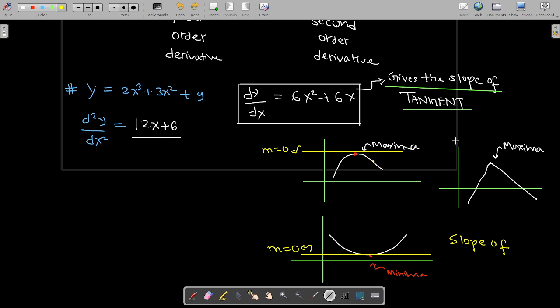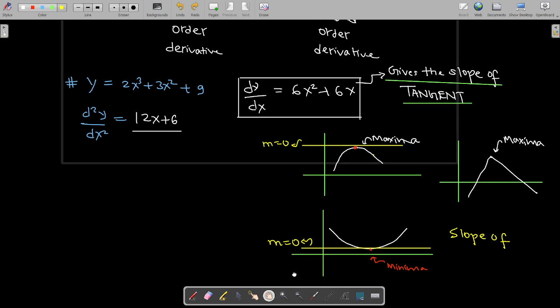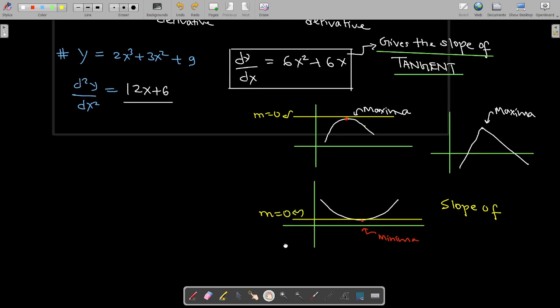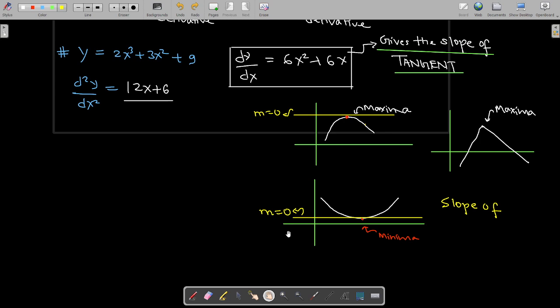Sir, if it's a higher power like 4 or 5 and there are different curves and stuff, we use the second derivative to find the maxima and minima. You use the second derivative whether or not there are higher powers. It doesn't matter if the polynomial function that you have is of power 10 or of power 1. You can use the second order derivative to find out the maxima or minima.